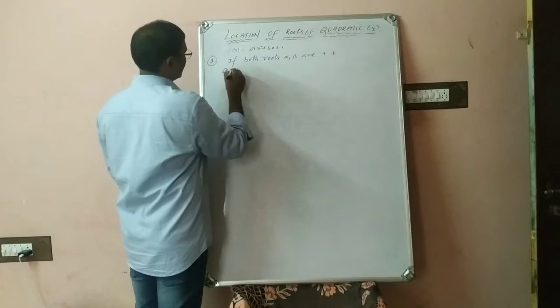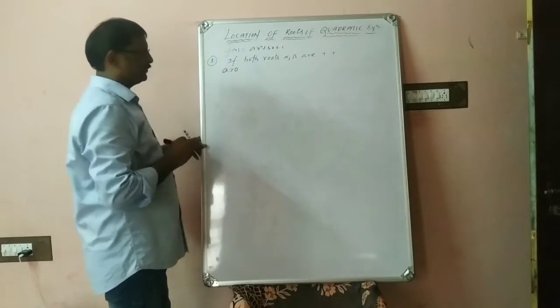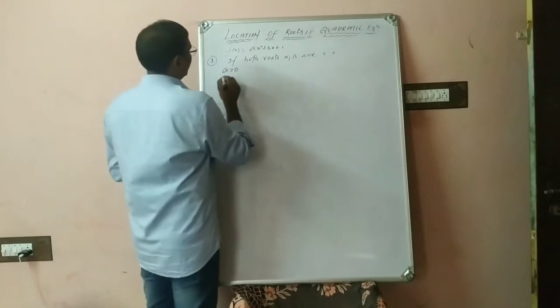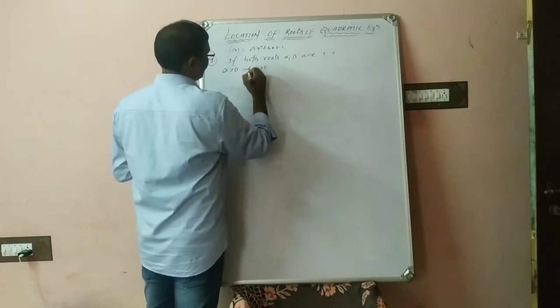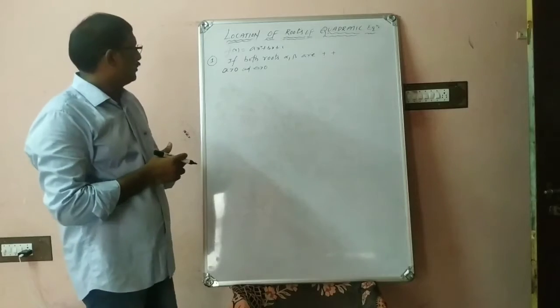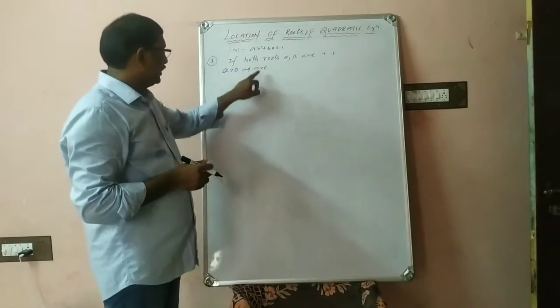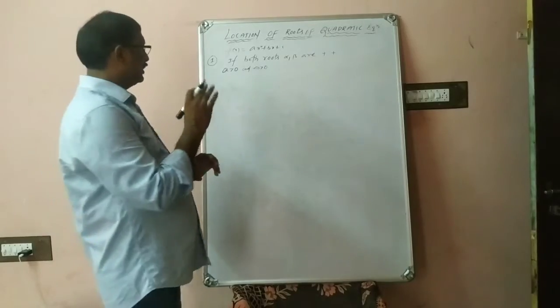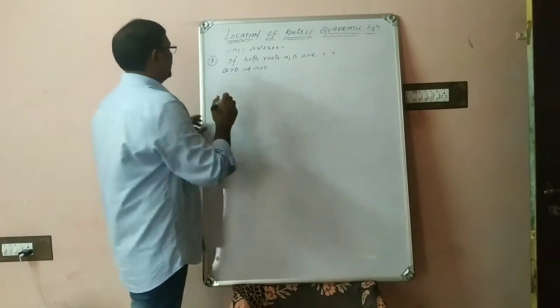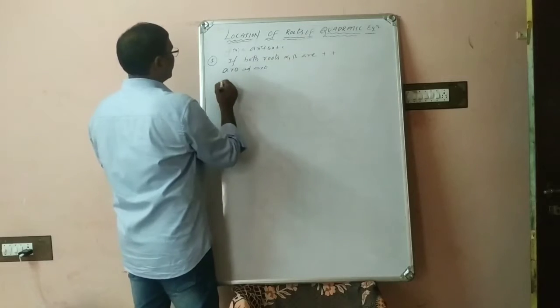The quadratic expression's x square coefficient is positive, so a is positive and delta is greater than 0. A positive means you will get an upward parabola. Delta greater than 0 means that upward parabola will intersect the x-axis in two different places, and both the roots are positive.